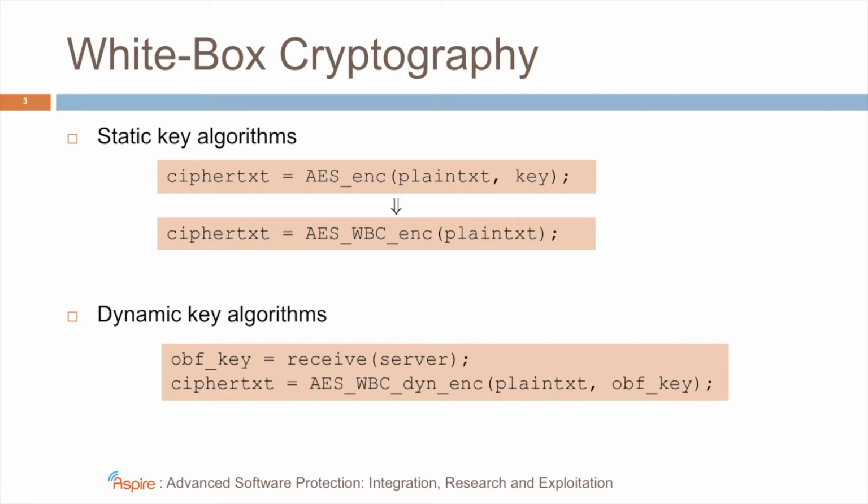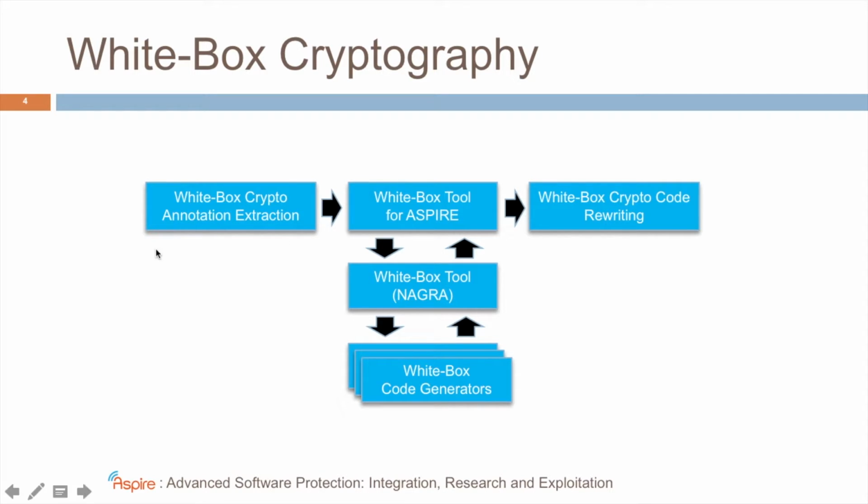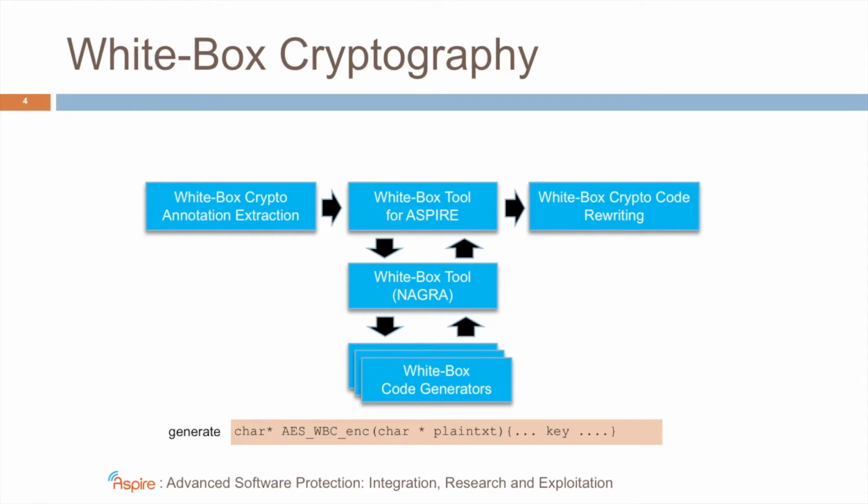Now, the tool support that we developed to support these algorithms is as follows. First, we're going to extract annotations from our source code. Then a tool interfaces with the actual white box tools from Nagravision. So the white box tool for Aspire functions as an interface to the proprietary white box tools from Nagra. Those tools work by means of plugins. For different encryption primitives and versions of white box crypto, they have white box code generators. It is these generators that generate the white box crypto versions of the encryption primitives.